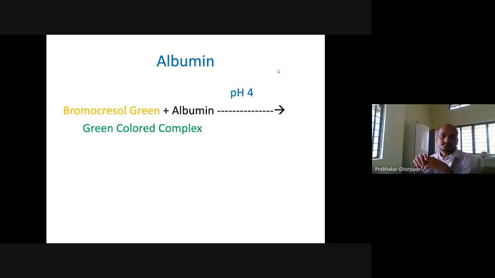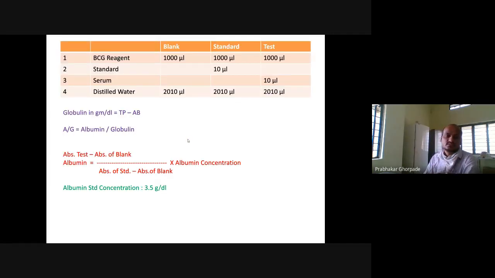So next is albumin estimation. This albumin, in the presence of bromocresol green, combines with it, and at pH 4, it will give a green color complex formation. And this green color complex formation we can estimate here. This is blank, standard and test we are taking. Under the BCG reagent, we are adding 1000 microliter, 1000 microliter means 1 ml, 1 ml of the BCG reagent in each of these.